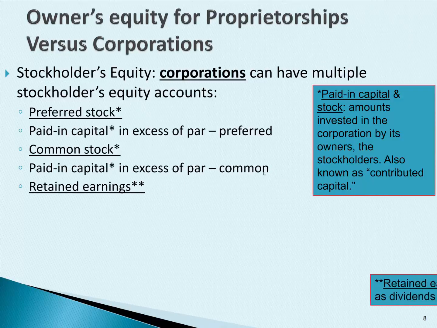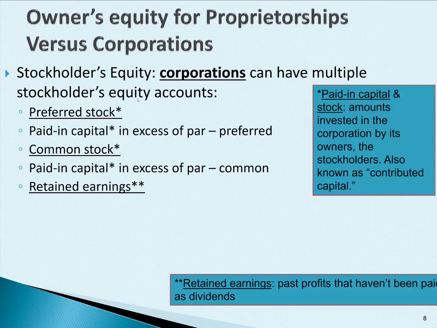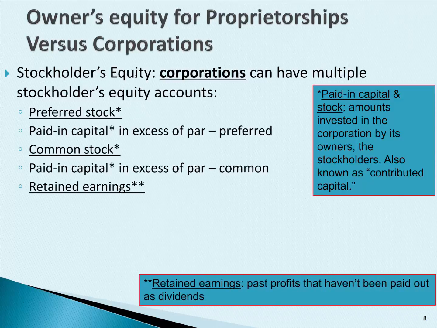And then what's listed last in the stockholders' equity section of a corporation is called retained earnings. Now, it's really important that you understand what retained earnings are. Do you remember what the word earnings means? It's another word for profits. So these are profits that the company has retained. So as you can see down here, retained earnings, the definition is past profits that haven't been paid out as dividends.